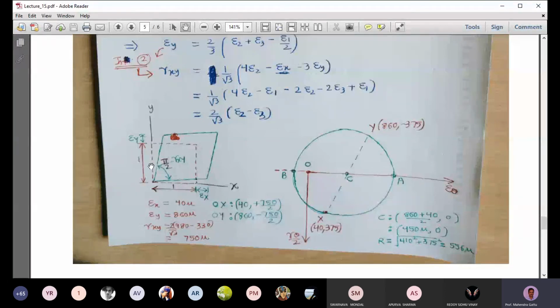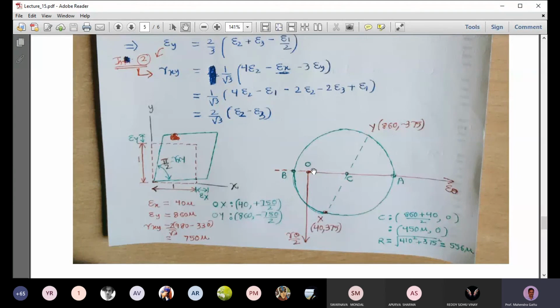And for this OY, the strain epsilon theta is epsilon y, which is 860. And here the rotation is in the clockwise direction. So the shear strain gamma xy by 2 will be with a negative sign. So it will be minus 750 by 2. So minus 750 by 2 is 375.